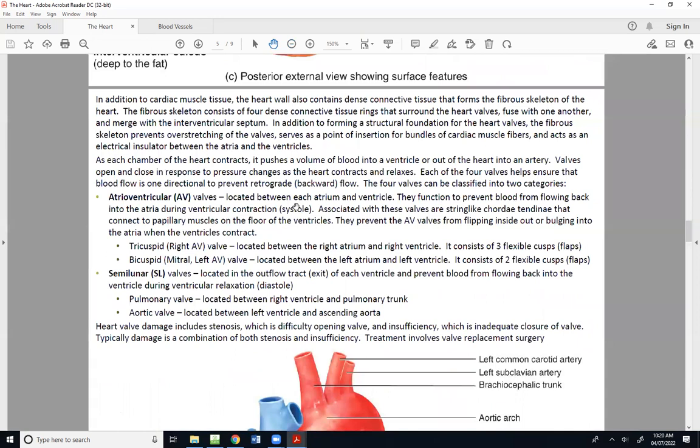All right, in addition to cardiac muscle tissue, the heart wall also contains dense connective tissue, forming what we call the fibrous skeleton of the heart. Okay, the fibrous skeleton consists of 4 dense connective tissue rings that surround the heart valves, fuse with one another, and merge with the interventricular septum.